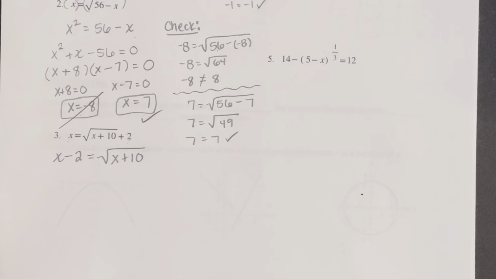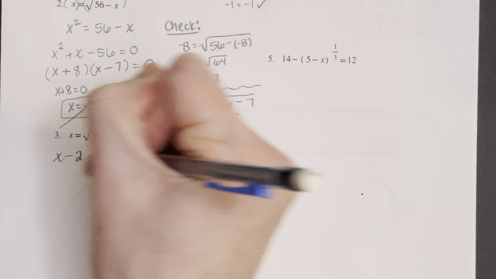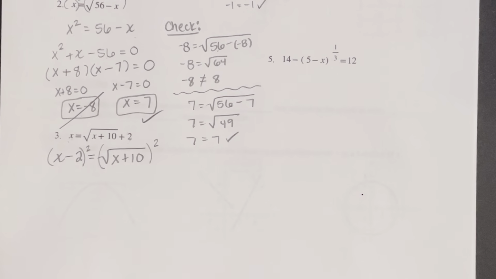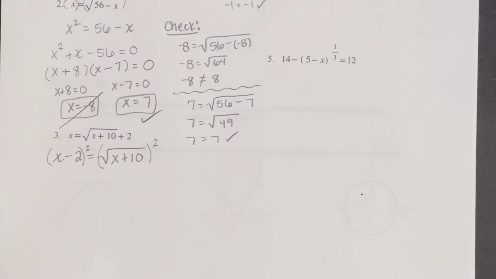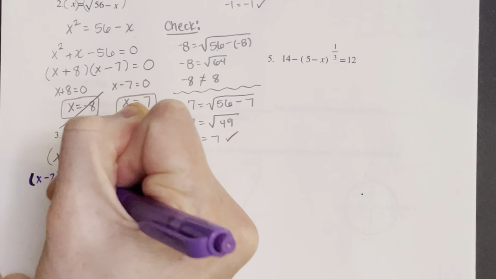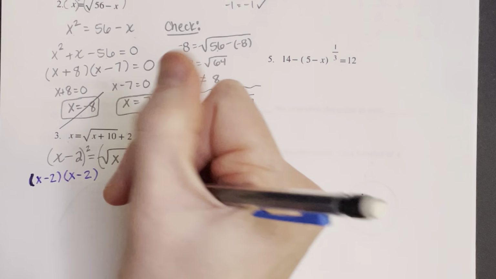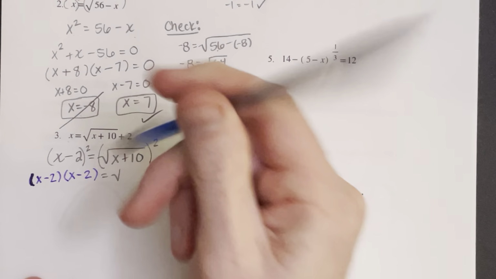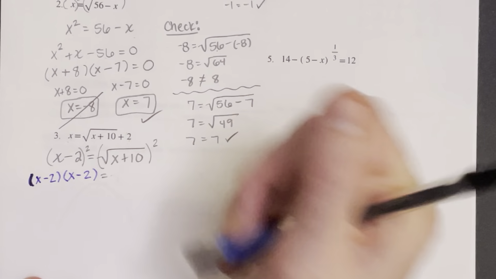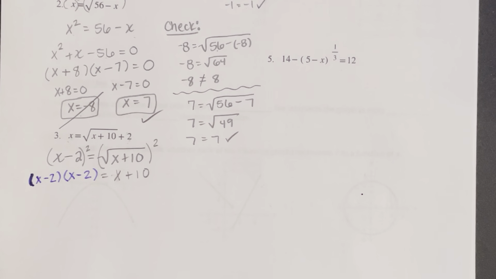Now we need to get rid of that radical by squaring both sides. The big thing here is that we are squaring everything on the left. That whole thing is x minus 2. And when I square it, we're saying this is x minus 2 times x minus 2. Something squared is being multiplied by itself. The square root is gone, so I just have x plus 10 on the right side now.